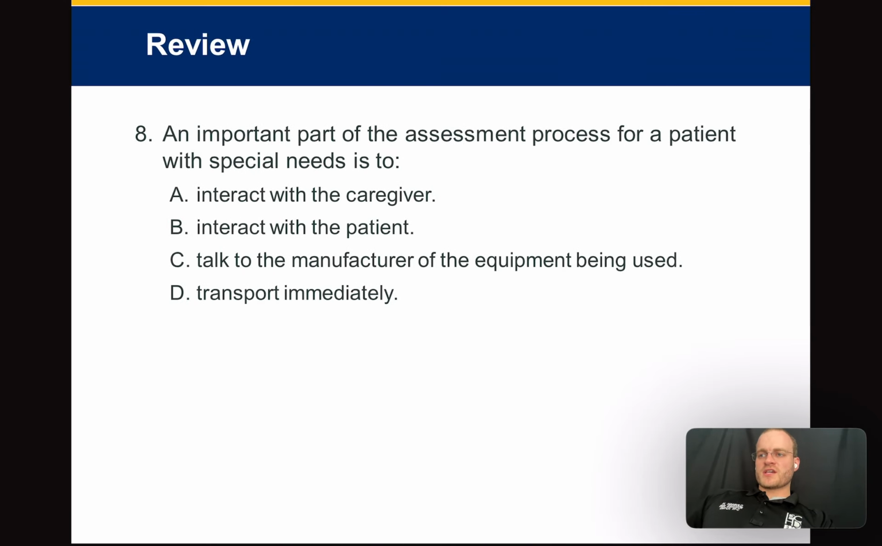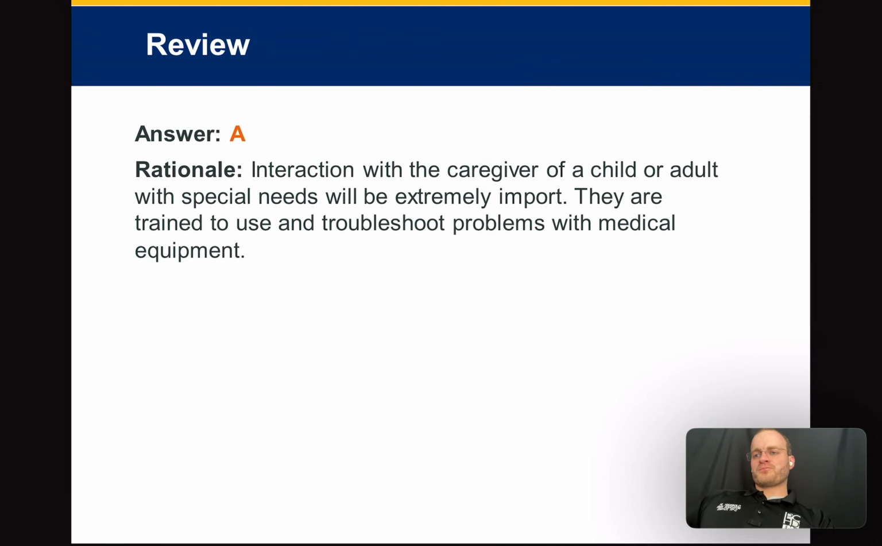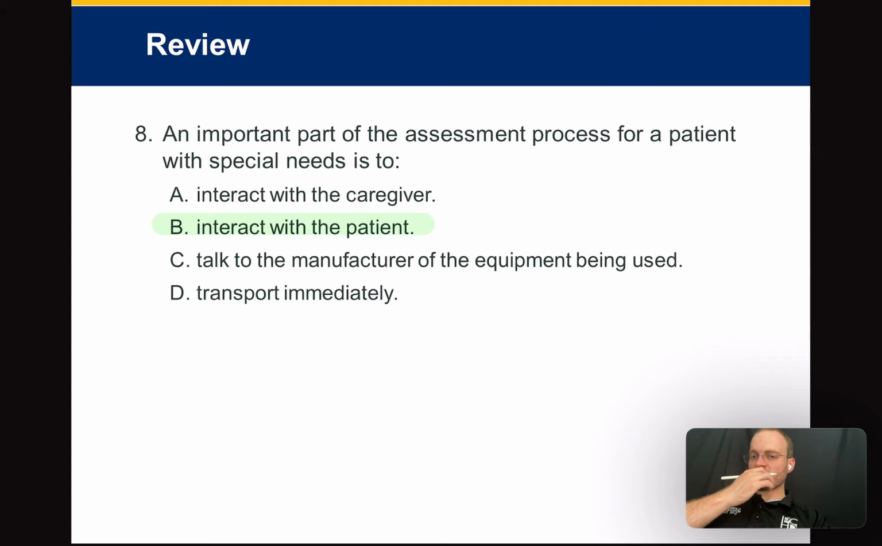An important part of the assessment process for a patient with special needs is to interact with a patient. I think that's important to not forget. But you would also interact with the caregiver, these are both very important. I would say talk to the patient first and fill in the gaps with the caregiver. But I do think you should honor the caregiver's expertise. But I'm going to go B and I hope I don't get it wrong. If I got it wrong, cool. Don't listen to me. Interaction with the caregiver of a child or adult with special needs will be extremely important. They are trained to use and troubleshoot problems with medical equipment. I agree with that, but I think that's too vague of a question because I do think that you should interact with the patient as much as possible while also interacting with the caregiver or parent as supplementation too.